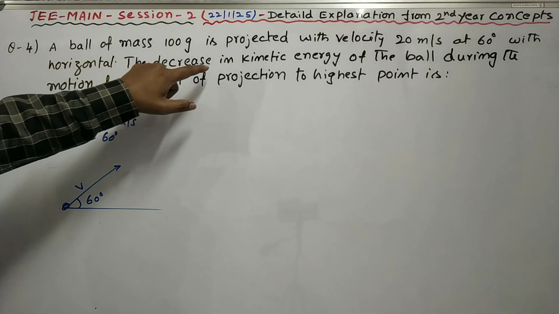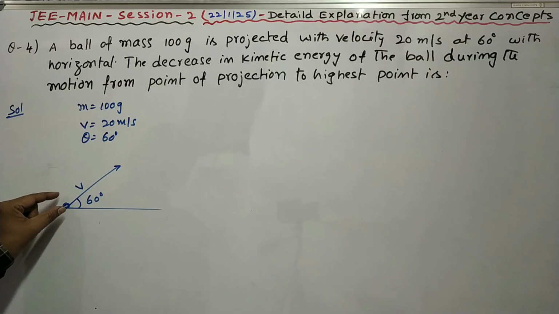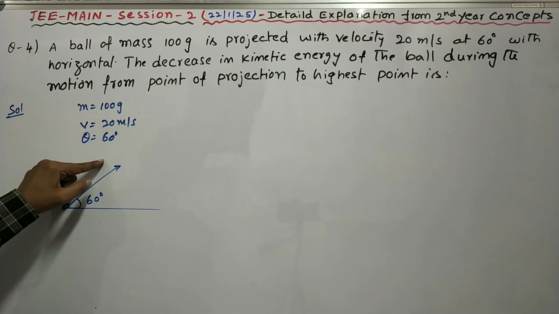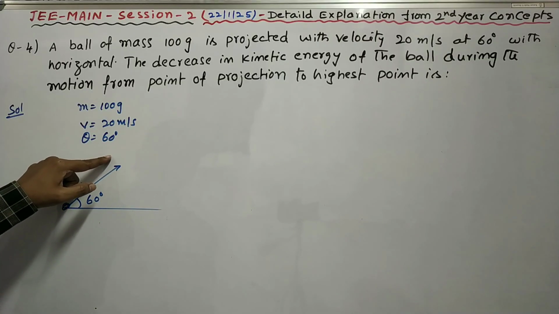Whose mass is 100 gram. The decrease in kinetic energy: generally, as the body moves against gravity, its velocity gradually decreases, so its kinetic energy also decreases simultaneously.